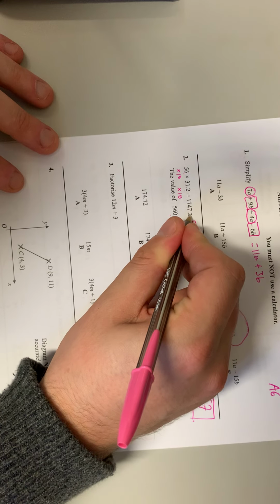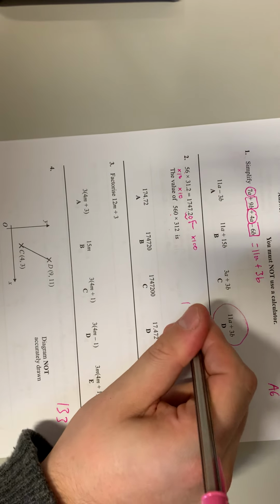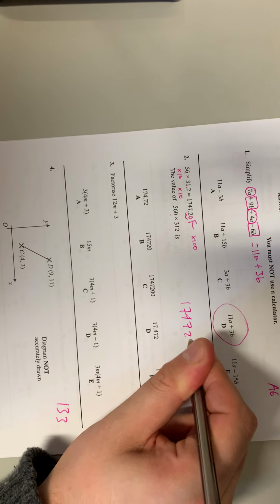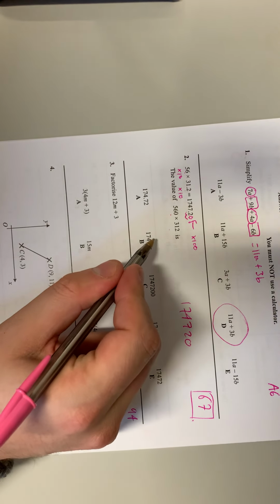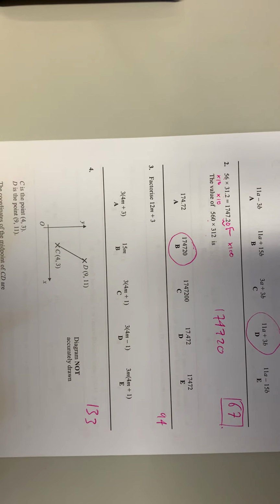So I'm going to add a 0 to the end, and I'm going to carry it across 2 places to get 174720. 174720. It must be B.